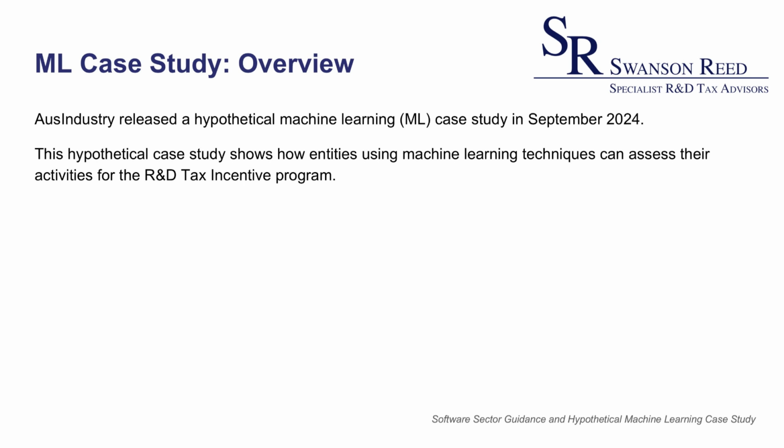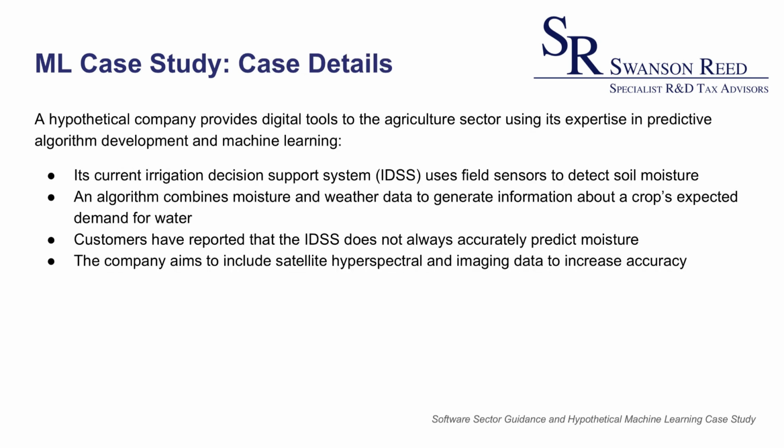In the guidance, a hypothetical company provides digital tools to the agriculture sector using its expertise in predictive algorithm development and machine learning. Its current irrigation decision support system uses field sensors to detect soil moisture, which an algorithm then combines with separately stored weather data to generate information about a crop's expected demand for water. However, customers have reported that the IDSS does not always accurately correlate weather with soil moisture prediction. So, the company aims to include satellite hyperspectral and imaging data to increase the accuracy of the IDSS in predicting soil moisture.